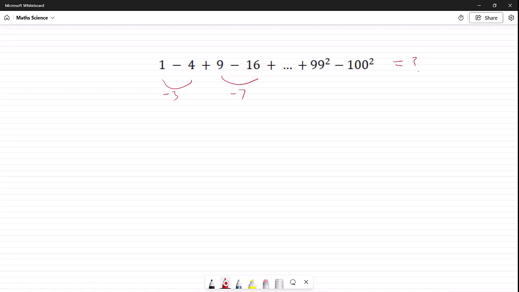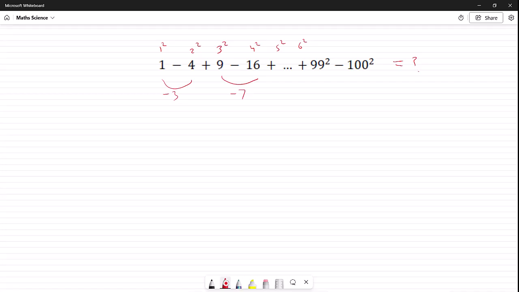This is a 1, this is a 4, this is a 9, this is a 16. So this is just the squares of all numbers from 1 and onwards. This is the square of 1, this is the square of 2, this is the square of 3, this is the square of 4. So the next numbers would just be the squares of 5 and then 6.